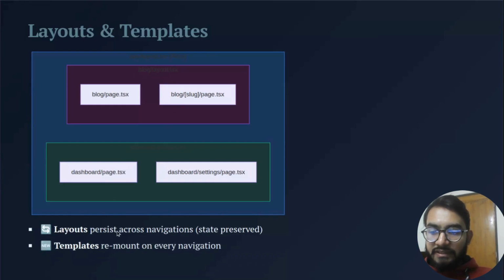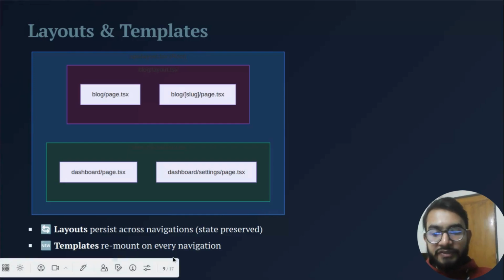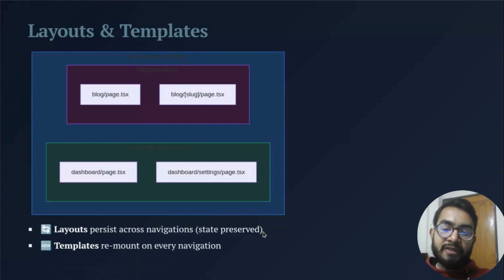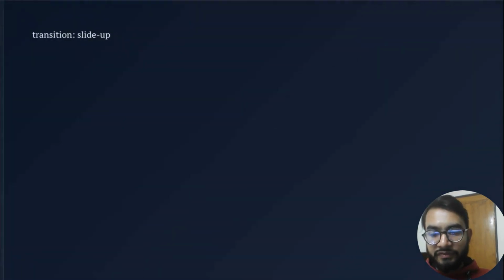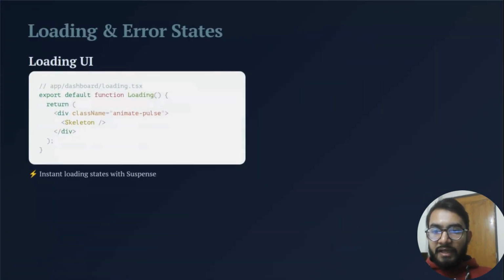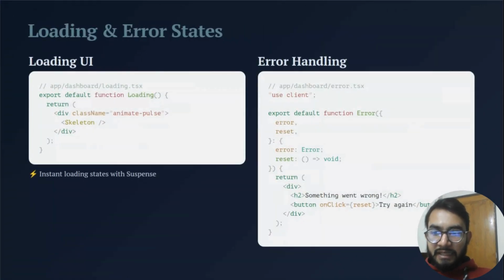Here you can see the layout persists across navigation, and for templates, when you navigate to another page, the templates will rerun and remount on every navigation. And as I already described about the loading.tsx and the error.tsx, you need to define the error.tsx file like this. You need to use client, function error, and this is very interesting. You need to define error.tsx as a client component.